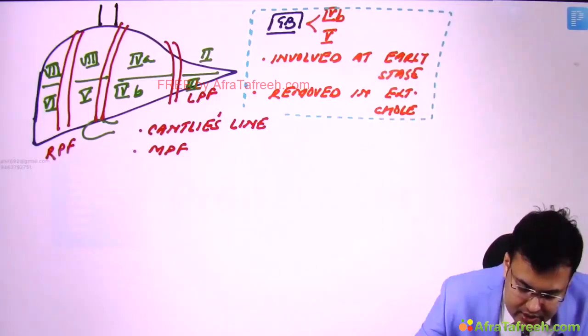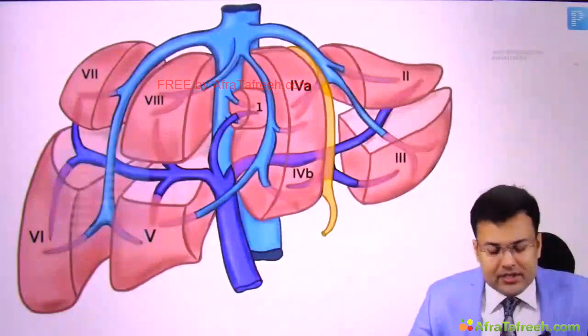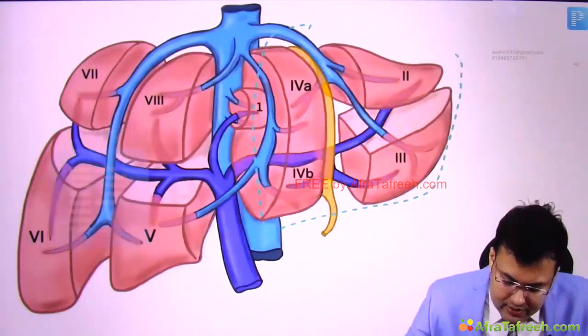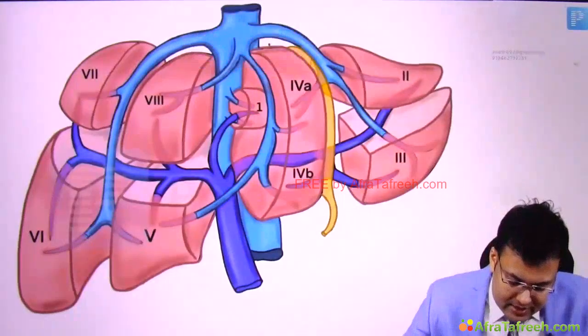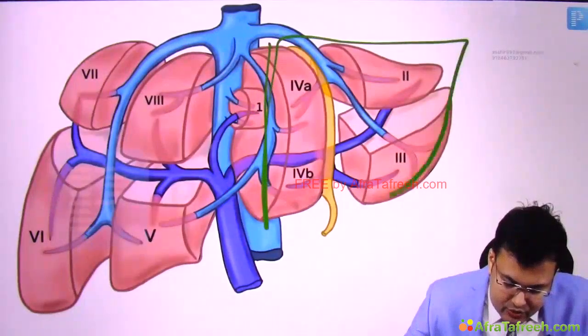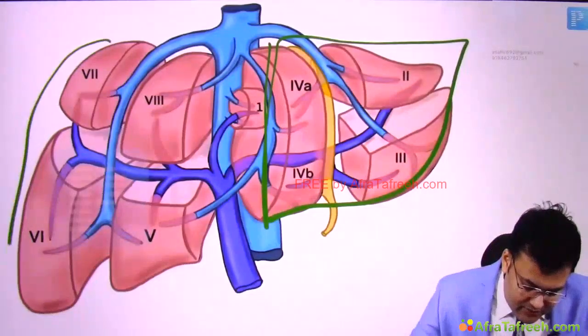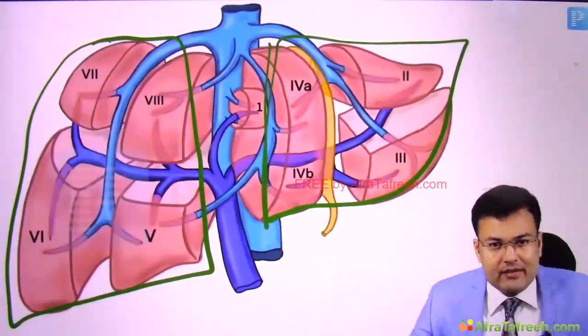3 questions related to this basic fact. Now see the diagrammatic representation again. So here you can see that in left lobe of liver, which segments are included? In left lobe of liver, the segments which are included are 2, 3, 4. 4 means 4A, 4B. And in right lobe of liver, which segments are included? In right lobe, it's the 5, 6, 7, 8.